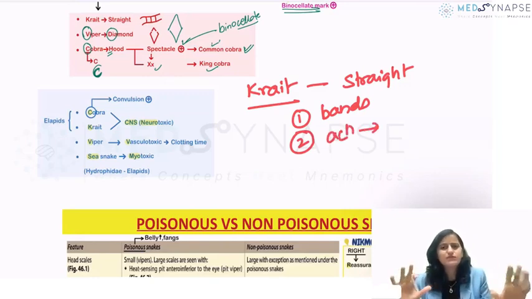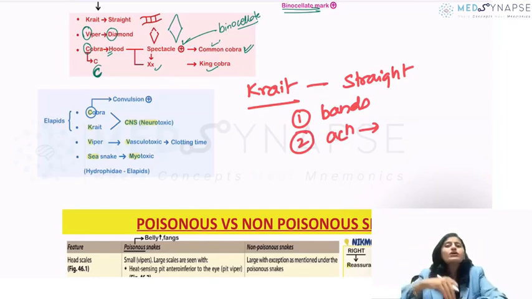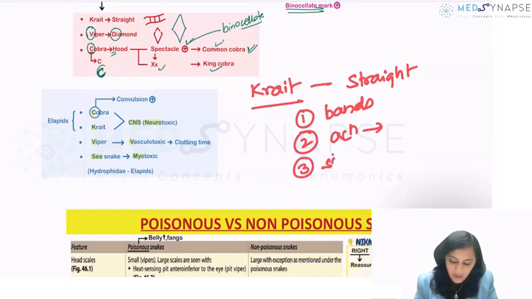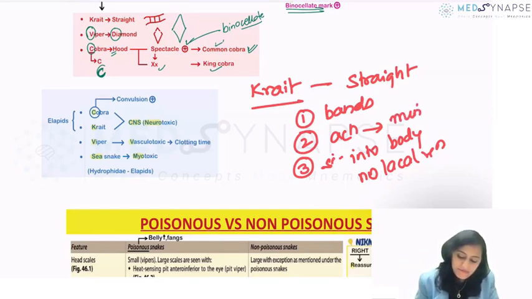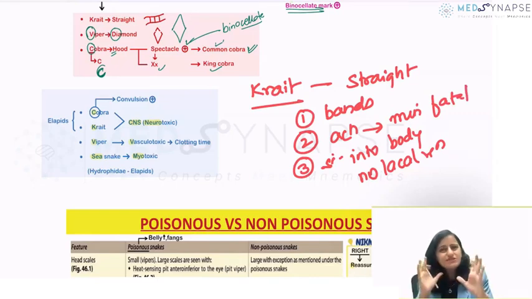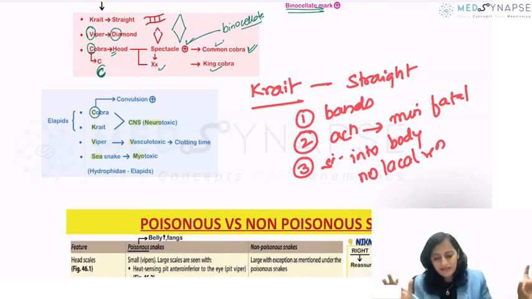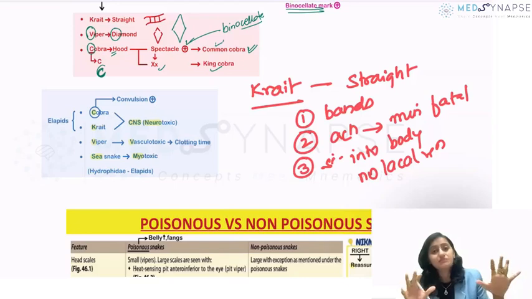No time pass. What does krait do? Krait goes in the body directly without causing any local reaction. So remember, it goes straight into the body. That means it has minimum or no local reaction, and it goes and acts straight. That means it has minimum fatal dose. So krait is like straight, targeted, very, very targeted. I just want to do the poison thing and nothing else. So go straight in the body, minimum local reaction, minimum fatal dose, and it has straight bands.